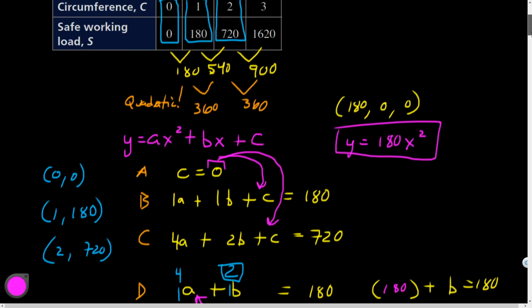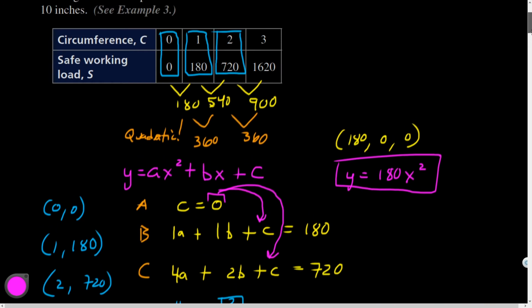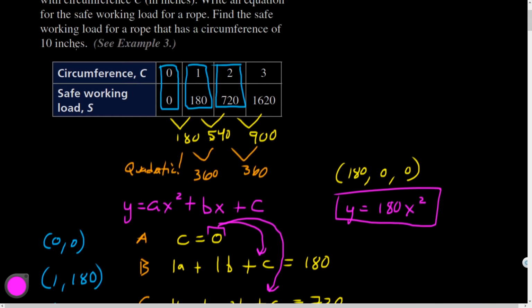Wow, good old rope safety for the win. And then what did they ask? Find the safe working load for a rope that has a circumference of 10 inches.